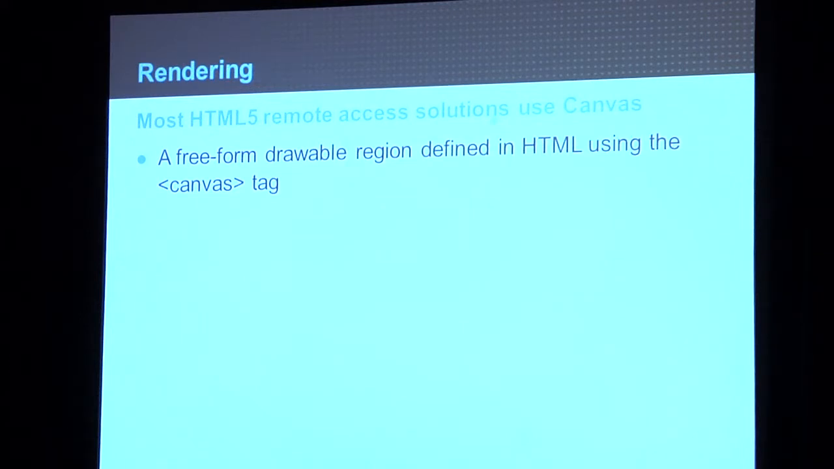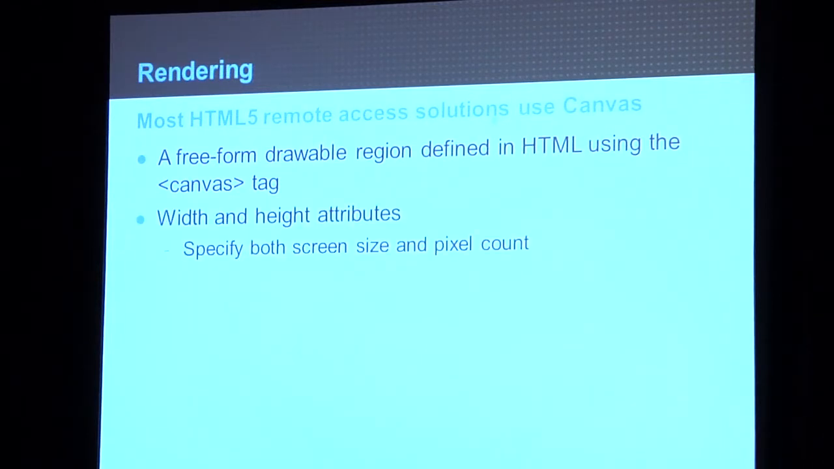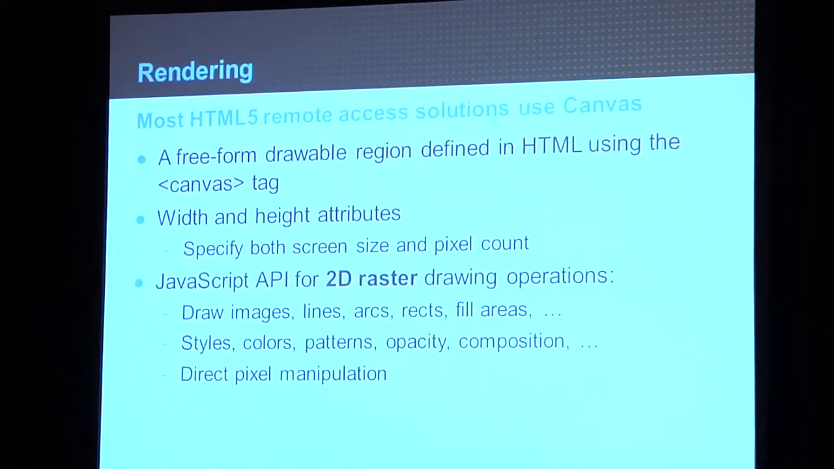So Canvas is a new HTML tag, basically written like that, which defines a free-form drawable region in the HTML tab. You specify width and height. That defines both the size of the canvas in the browser window and also the pixel resolution of that canvas element. And you have a JavaScript API that you can use to perform 2D raster drawing operations within that area.